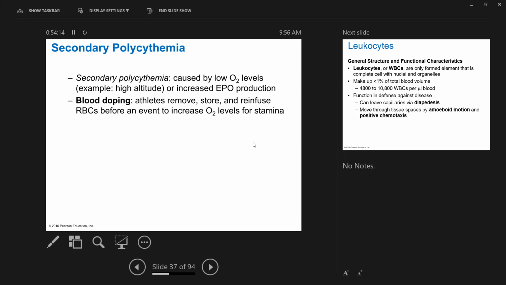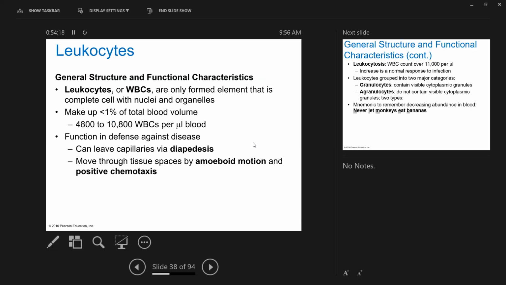No questions? Okay. So let's move on then to the white cells, the leukocytes, the white blood cells. There are 5 different types of white blood cells. They have a nucleus. Every one of them has a nucleus and organelles. They are the only complete cells in our blood. Red cells don't have a nucleus or organelles. It's just a sac of hemoglobin.